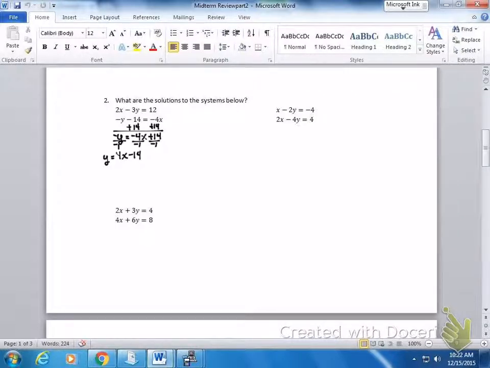Now, once we have it solved for y, we can substitute the y into the other equation. So I'm going to rewrite the top equation. I have 2x minus 3 times what y equals, which is 4x minus 14, equals 12. Now, if I distribute, I can solve for x and use that to plug in to find y. So I have 2x, negative 3 times 4x is negative 12x. Negative 3 times negative 14 is positive 42, and that equals 12.